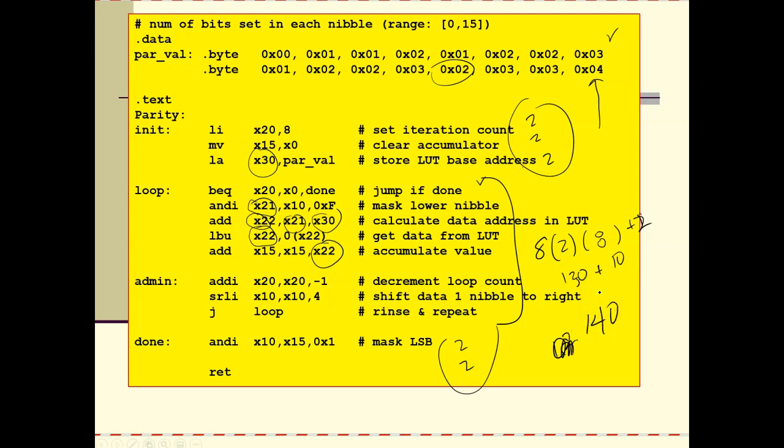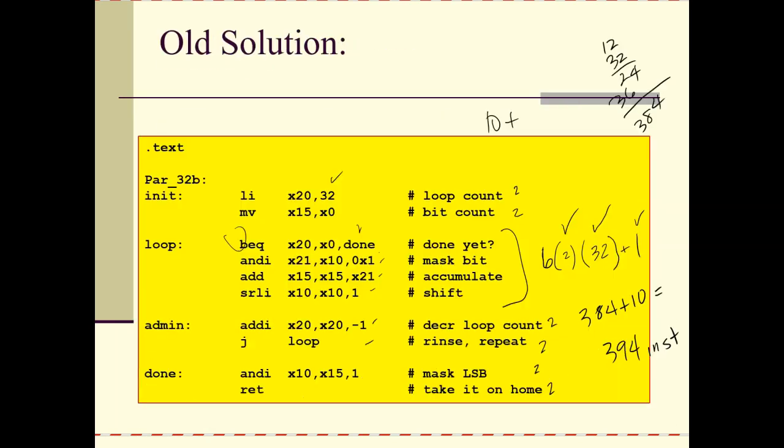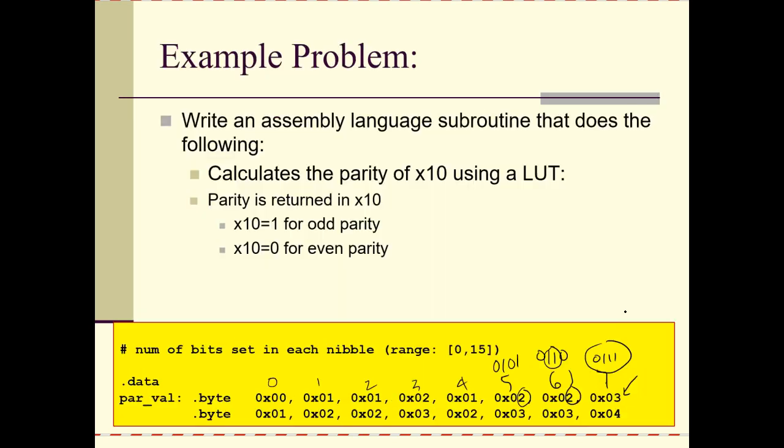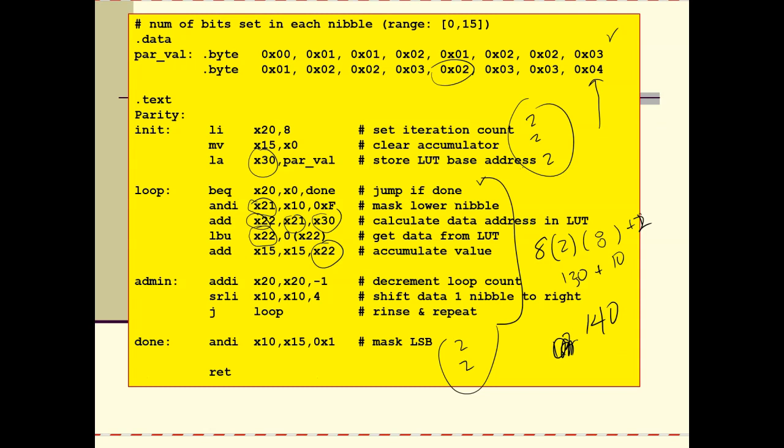The idea here is the previous version took us 394 instructions. So by using a lookup table, this thing runs in just about 1/3 of the time. So this is something advertising how the lookup table works.